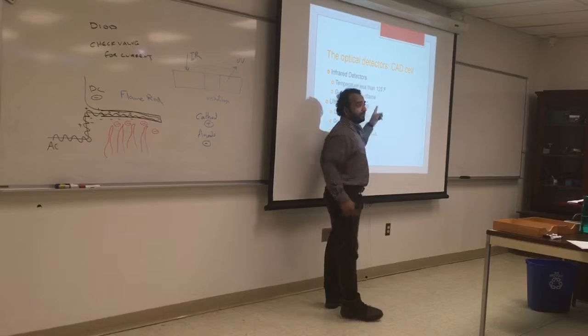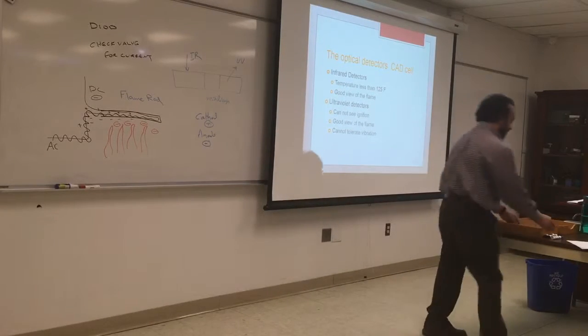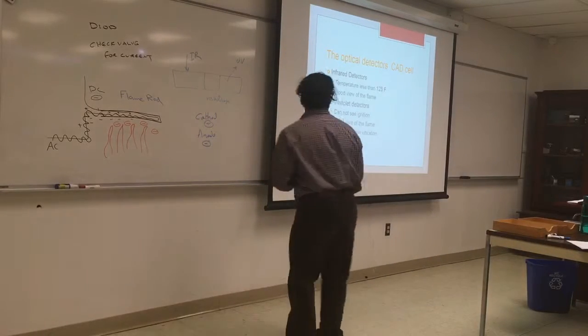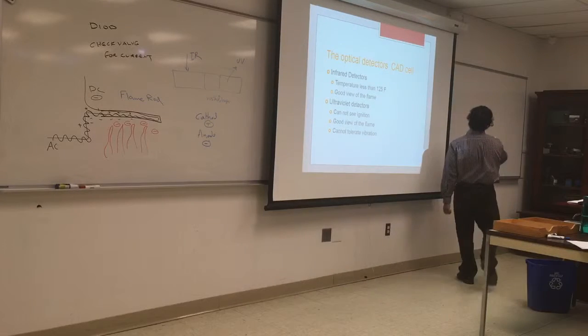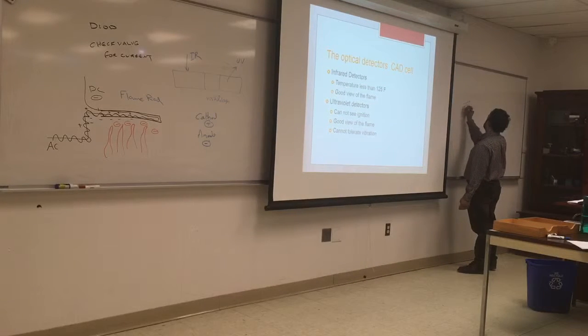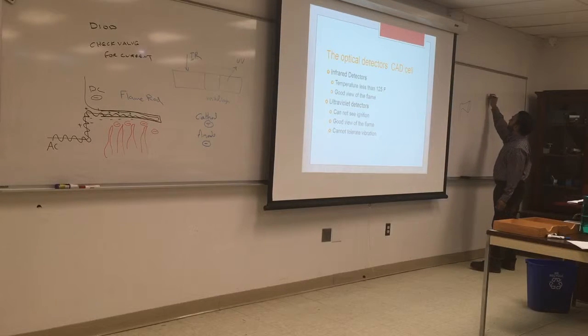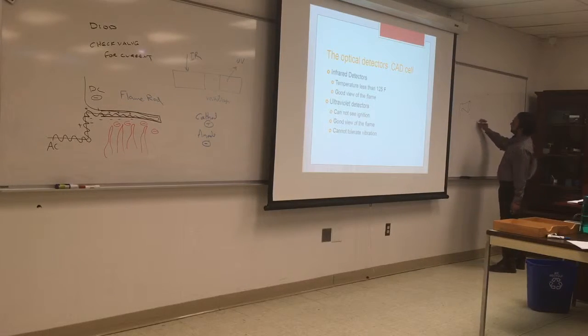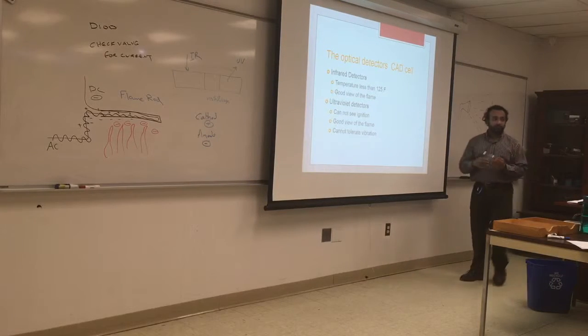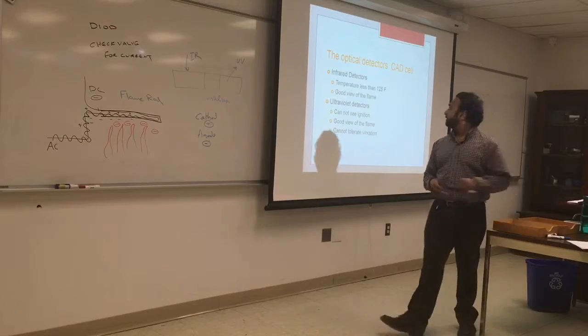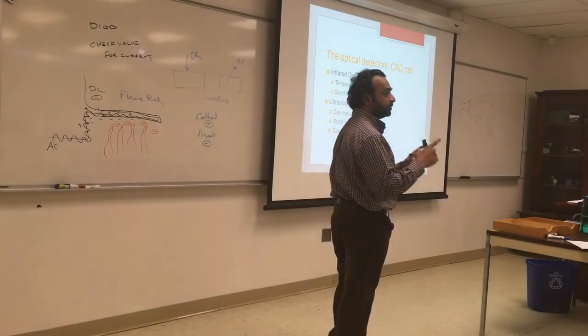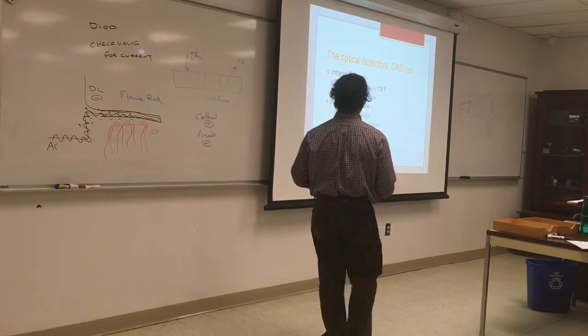They need a good view of the flame, because if you look at optical detectors, that's what it looks like, the lens. And this is the view that it sees. And this is my flame. So you need a good view of the full flame to be able to detect the heat. Otherwise, you're only going to zoom into a portion of the flame, not the entire flame.